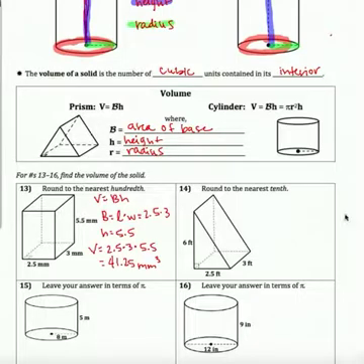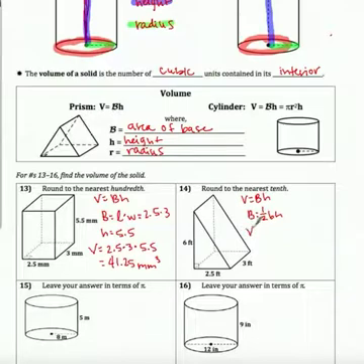All right, for number 14, we have a triangular prism. So that means we're going to say V equals big B times H. Big B is going to be equal to the area of a triangle, which is 1/2 base times height.